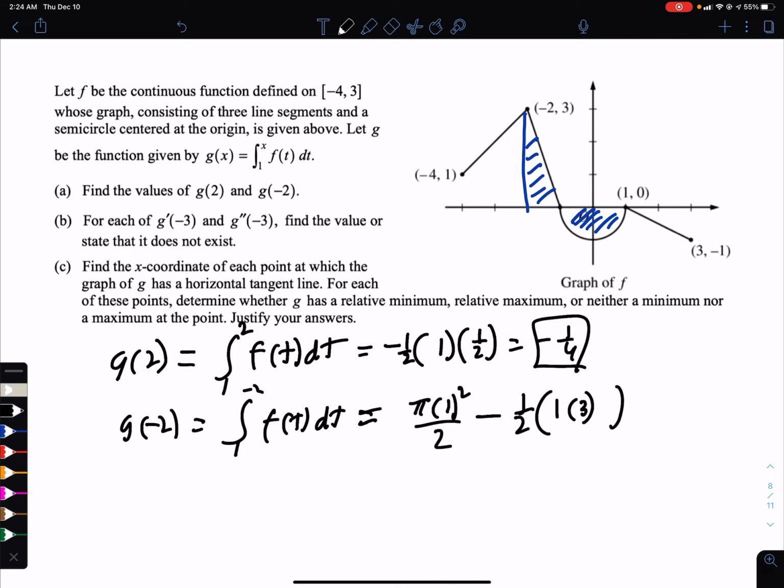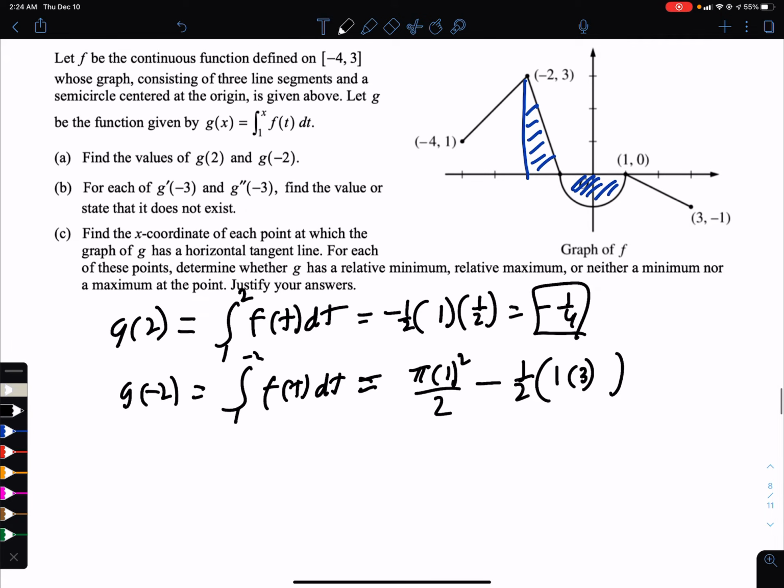We're going to do part B. Part C, I don't think we're going to do today, because that again is related to chapter 4. I just want to focus on chapter 5. So that's A, part B. So it says for each of g prime at negative 3, g double prime at negative 3, find the value or state that it doesn't exist.